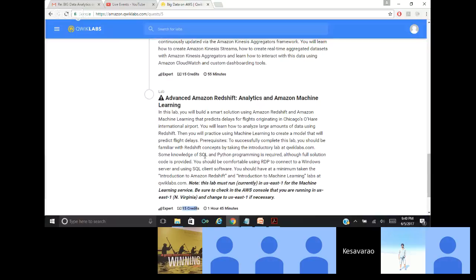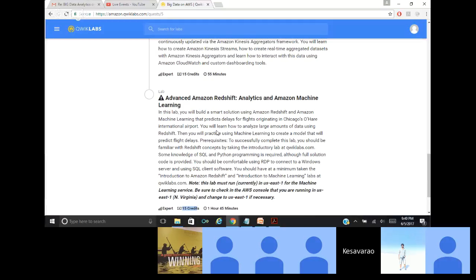Just because they gave you SQL and Python, it doesn't mean that for every use case somebody will give you that. You've got to know what type of things are to be achieved by looking at that code more thoroughly. You should be comfortable using RDP, which is basically a remote connection to any Windows server, which you do in most organizations already. And that's pretty much it. You already covered the basics of Redshift and machine learning, so it shouldn't be that bad.